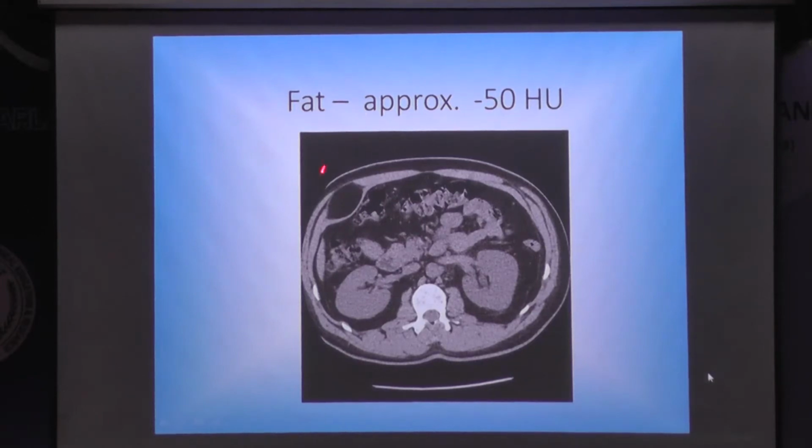Now the third thing that CT can pick up is identify as material is fat. You can see that this is a lipoma in the abdominal wall. You can see that it is the same density as the subcutaneous fat and also the mesenteric fat. And how do you diagnose it? By measuring the CT value. Usually fat has a CT value around 50 to 60 in the negative range, 60 HU. So that's how you diagnose fat.